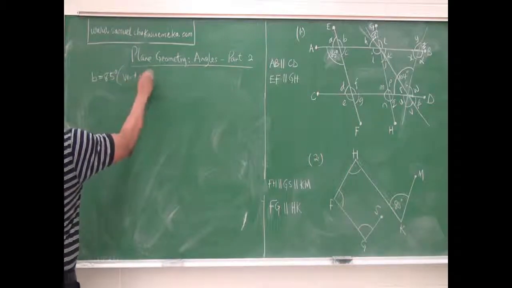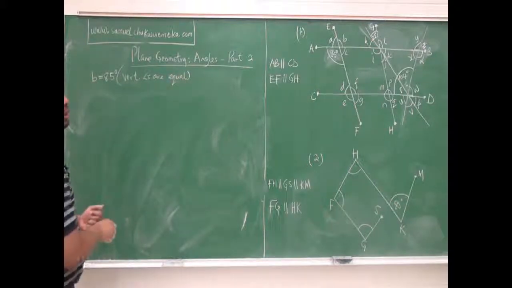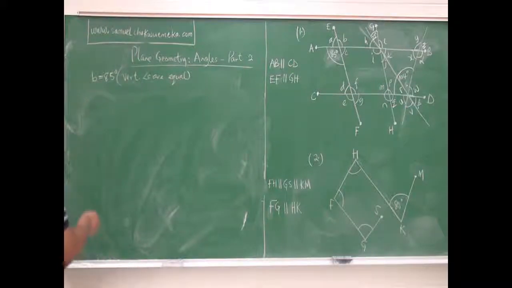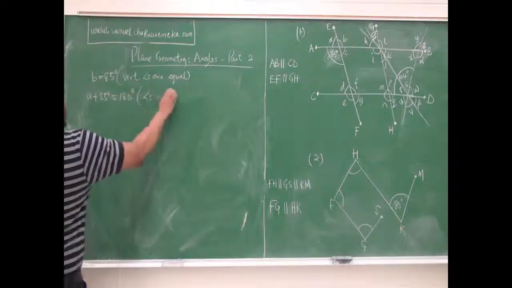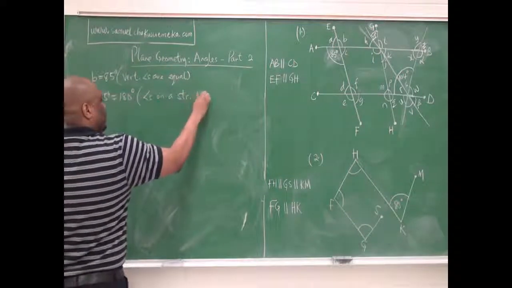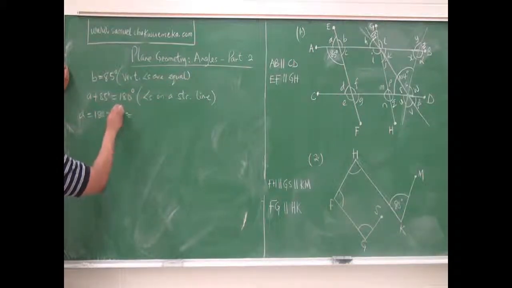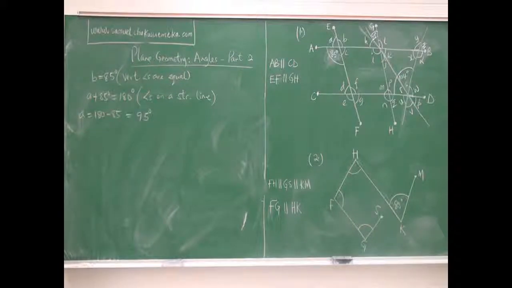Reason: vertical angles are equal. Small b. And then small a plus 85 degrees is equal to 180 degrees. Reason: angles on a straight line. We talked about it in the first video. So that means that A will be 180 minus 85, which is 95 degrees. A is 95 degrees.